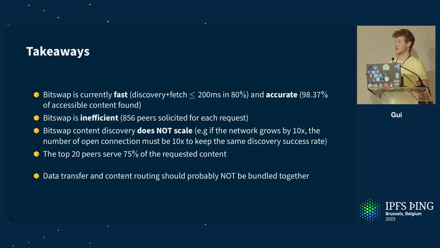So now the takeaway that we have is that Bitswap is a fast and accurate way to discover content. It's true. But it's just very inefficient. You're going to need to pay a lot and generate a lot of traffic in the network in order to find the content, which is probably not what we want. And also, Bitswap as a content discovery mechanism doesn't scale, because in order to keep the same success rate when you discover content, you need to be connected to the same ratio of the peers. If the network scales, say we get 10x peers in the network, which is like 10x providers as well, then you will need to be connected to 10x more peers in order to get the same success rate. And it's linear, it just doesn't scale.